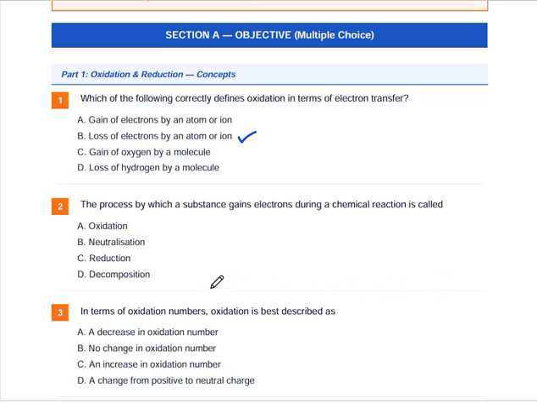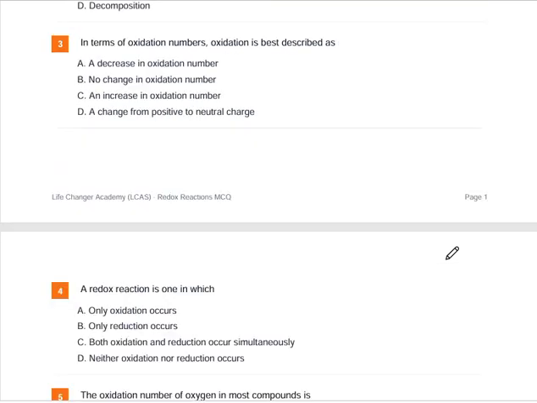Now number 2, the process by which a substance gains electrons during a chemical reaction is called reduction. Reduction is a gain of electron. Now number 3, in terms of oxidation numbers, oxidation is best defined as the increase in oxidation number, and that is C, while reduction is a decrease, which is the opposite.